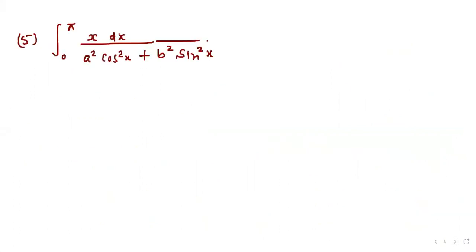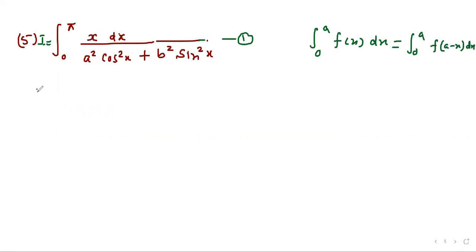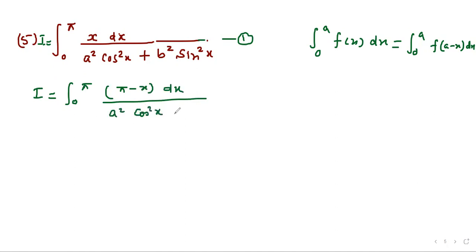Now let's go to the next question, question number 5. So here, suppose this is I and suppose this is equation number 1. We are going to use the property integral 0 to a f(x) dx equal to integral 0 to a f(a minus x) dx. So this can be written as I equal to integral 0 to pi, and this will become pi minus x dx divided by a square cos square x plus b square sine square x. Suppose this is equation number 2.